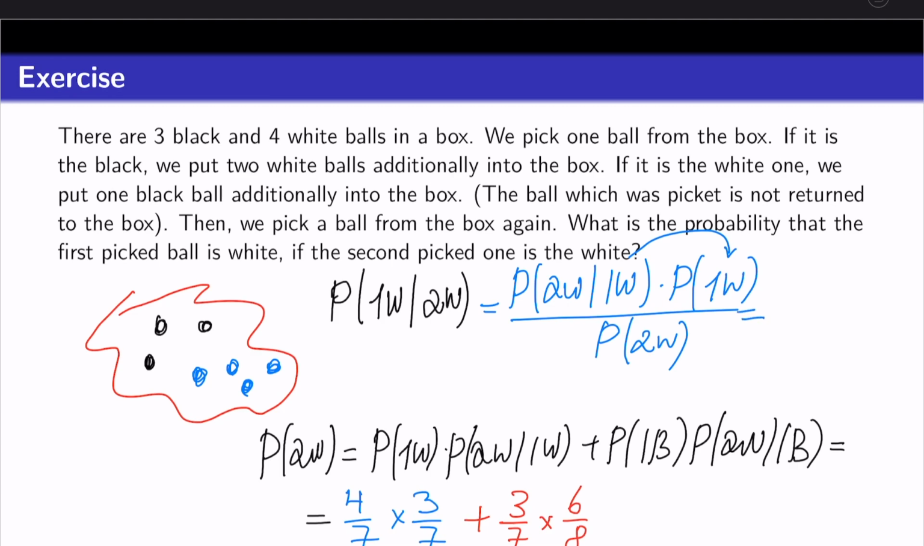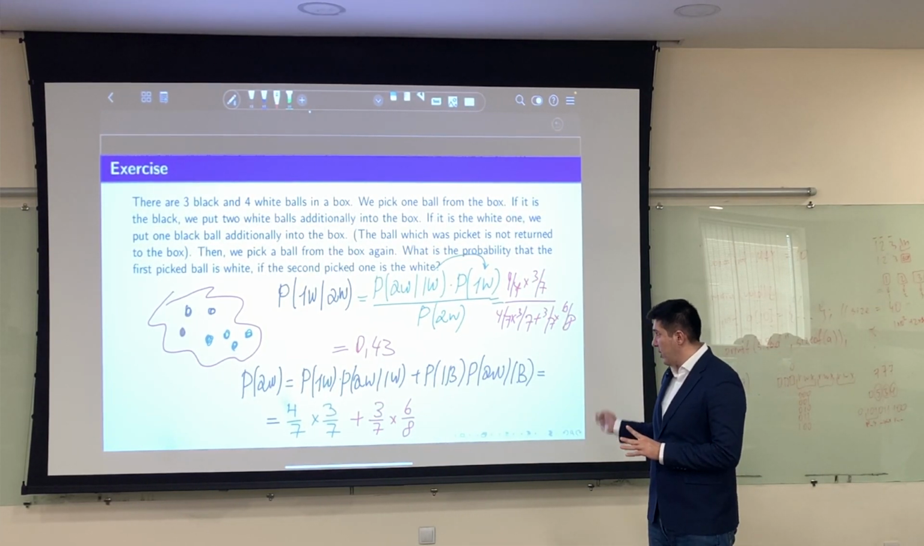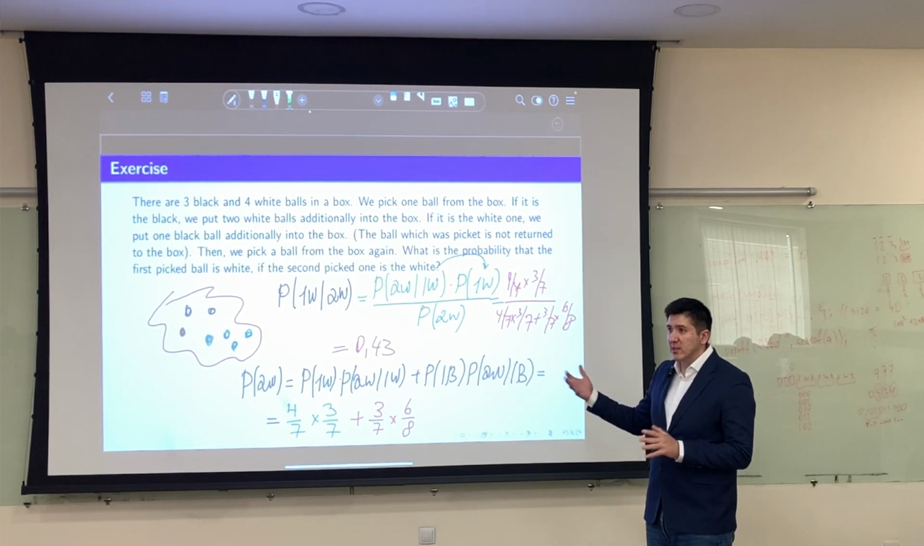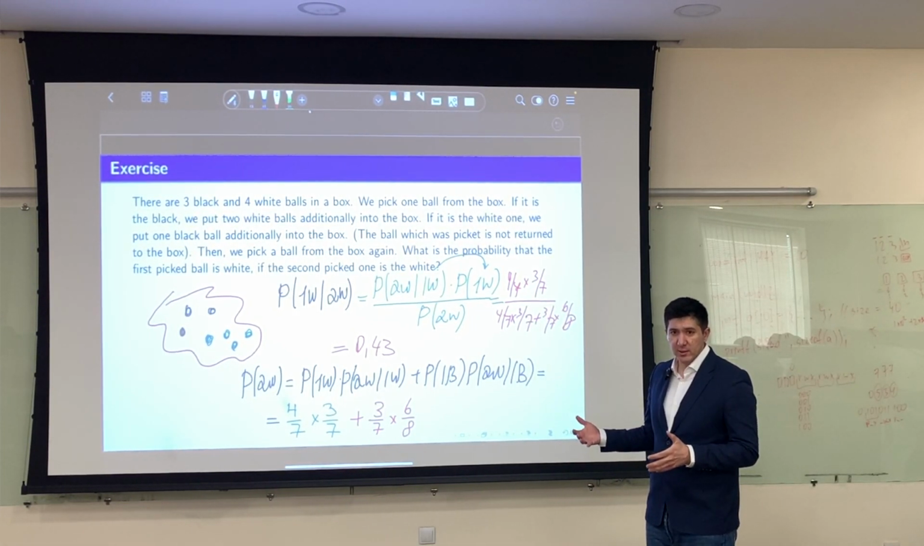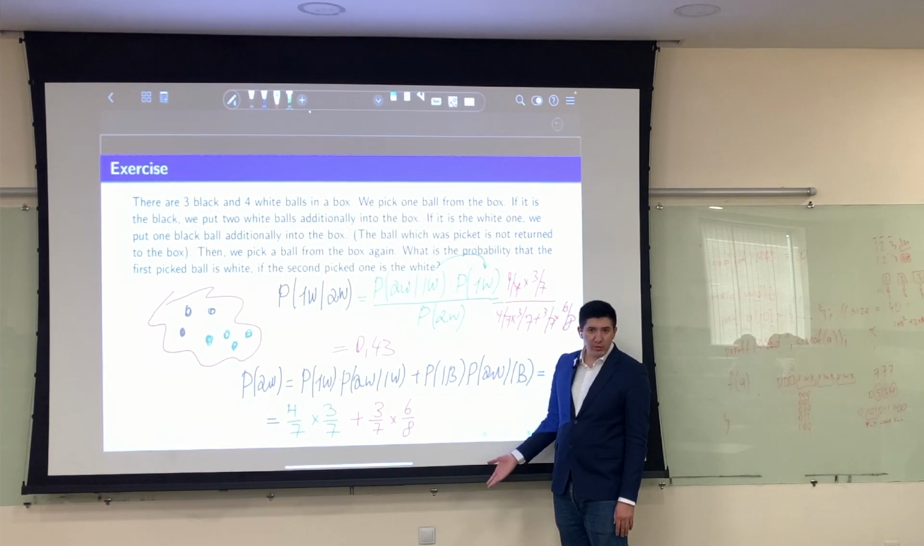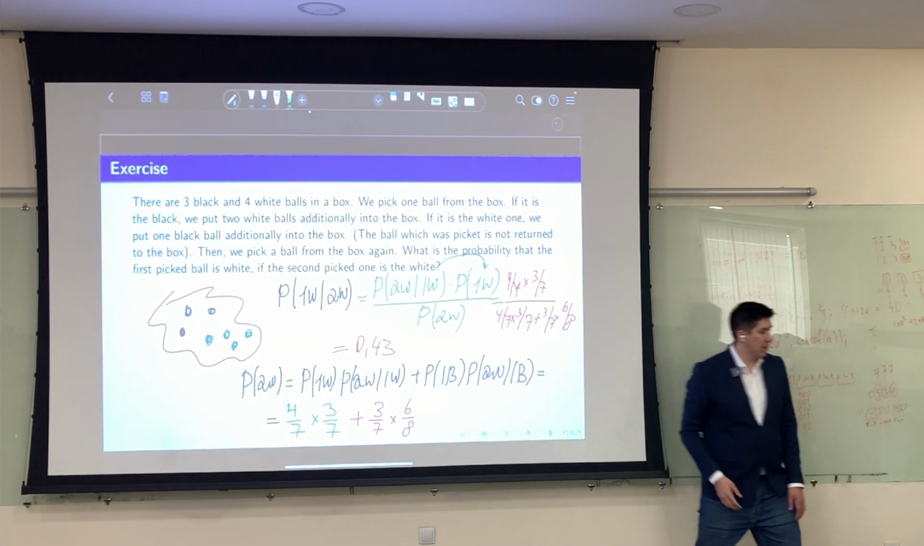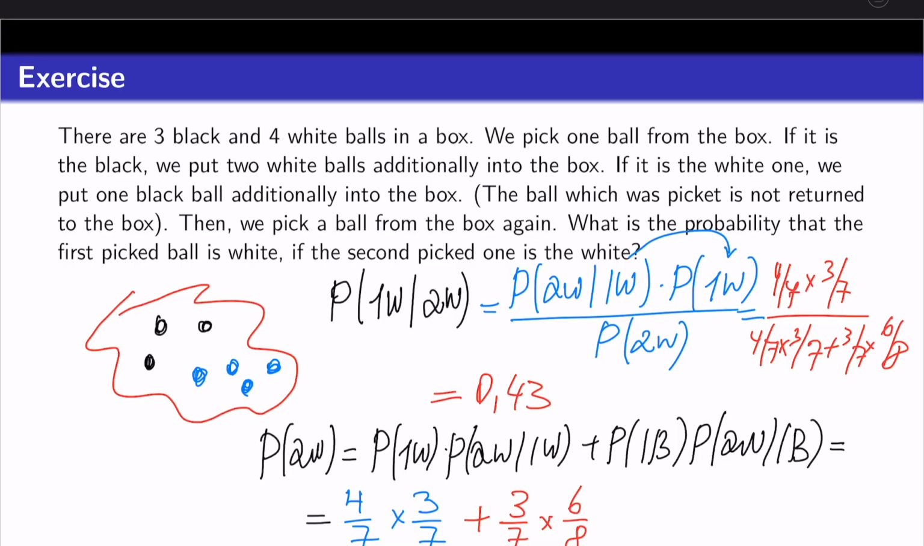So this is going to be equal to 4/7 times 3/7 divided by 4/7 times 3/7 plus 3/7 times 6/8. And if you calculate everything, it is going to be roughly 0.43. So this is how we can calculate these things. And again, the key to solving such problems is to write down the statements as mathematical expressions. Okay, so once you have done this, it is more or less straightforward, because all of the problems of this type are always going to be solved like this. Okay, cool. So this is about the Bayes rule and the probability rule.